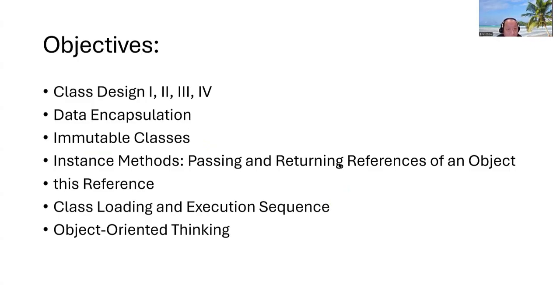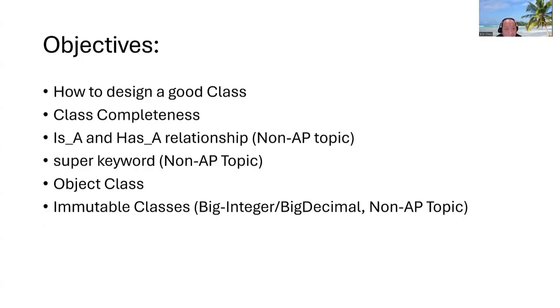But not the whole of object-oriented programming. Okay, still not the whole thing. We'll also talk about how to design a good class. What is a relationship? What is a has-a relationship? But this is-a relationship is no longer in AP. It was two years ago, but no longer. Super is still very important, but also not tested anymore.